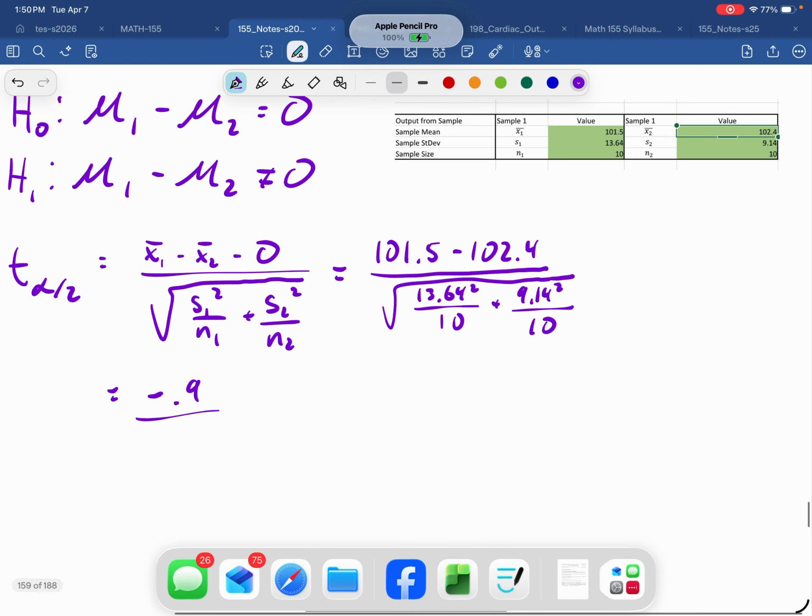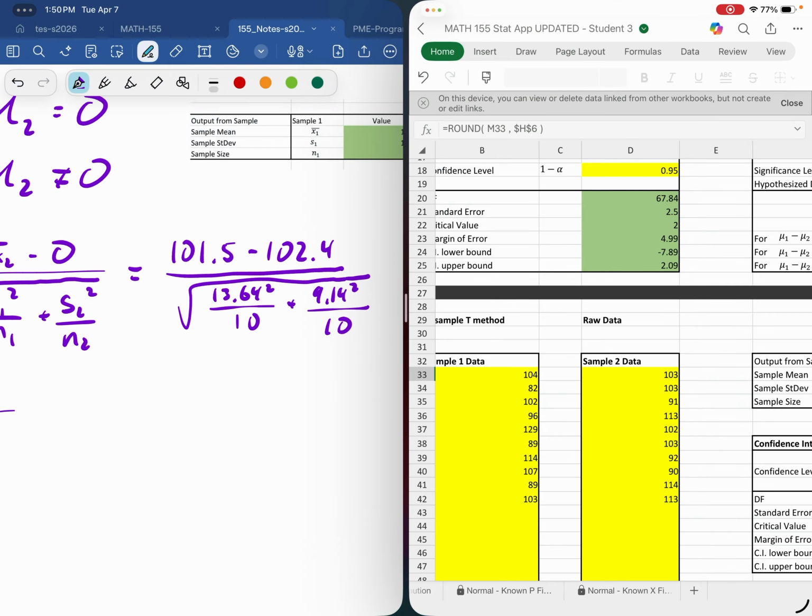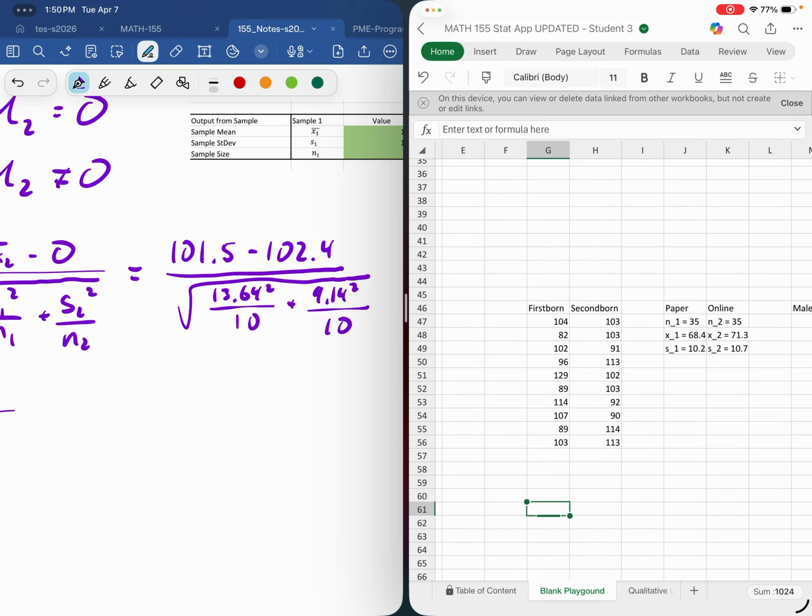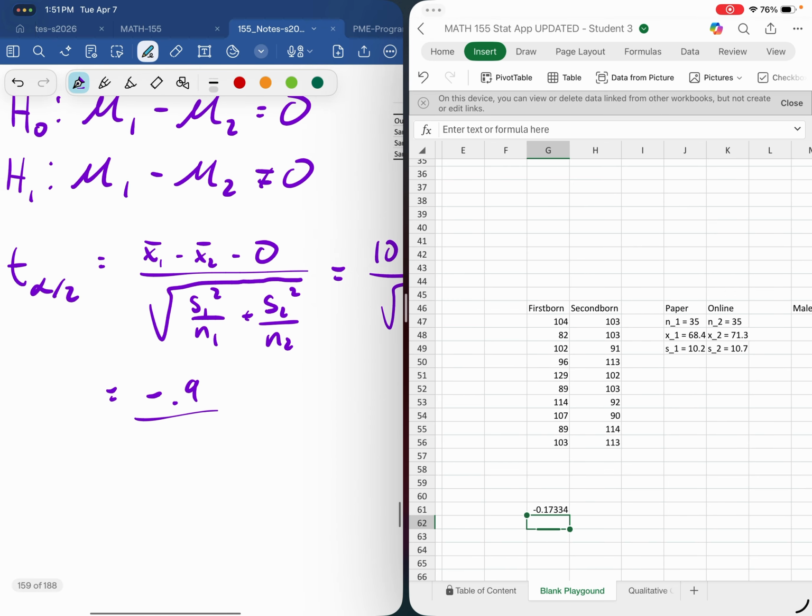Let's get our Excel calculator right here. So here we'll have that this is equal to, let's just do all of it, right? We'll say 101.5 minus 102.4 divided by the square root of 13.64 squared divided by 10 plus 9.14 squared divided by 10, and that'll equal negative 0.17334.